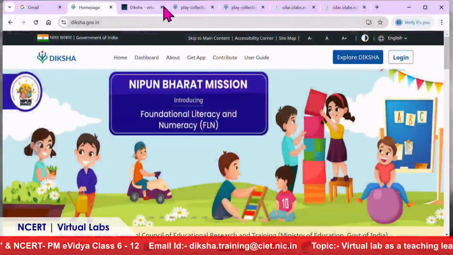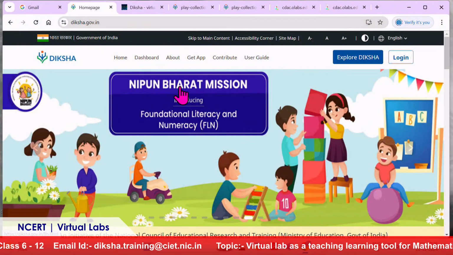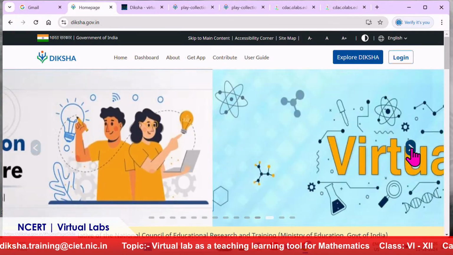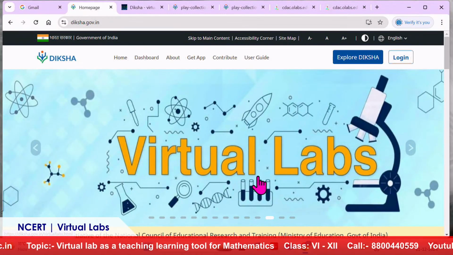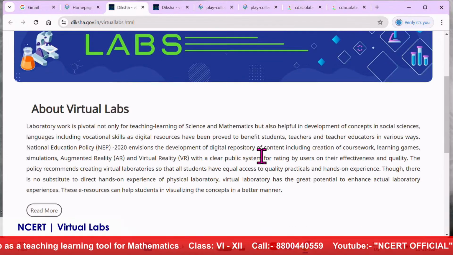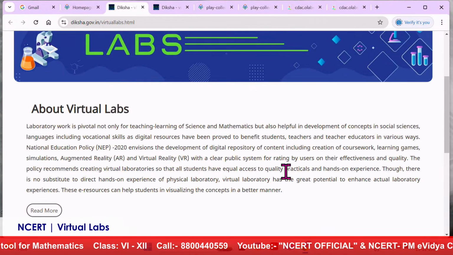Before demonstrating a virtual lab experiment, I would like to show how we can reach the virtual labs. For this, you have to log in to diksha.gov.in, and this is the Diksha homepage. When you scroll down the banners, you will see that one of the banners is for virtual labs. When you click on virtual labs, you will directly land on the virtual labs page.